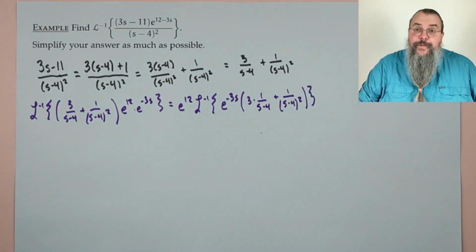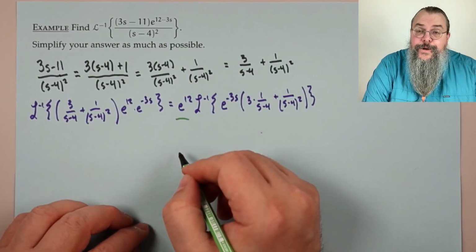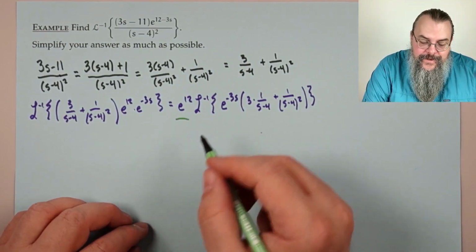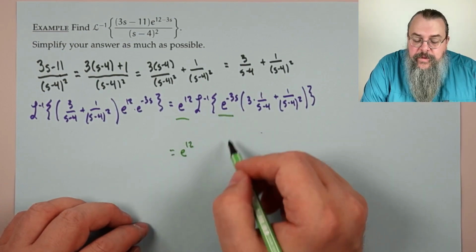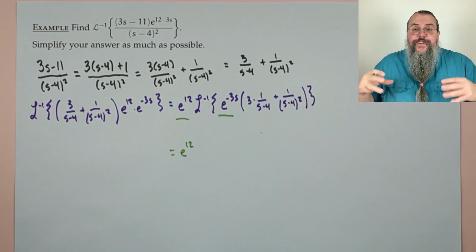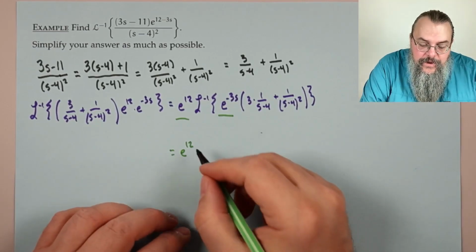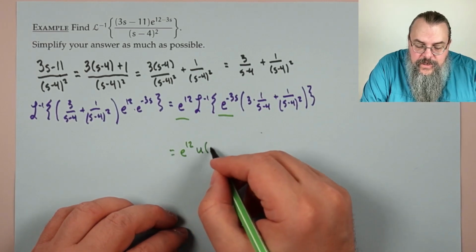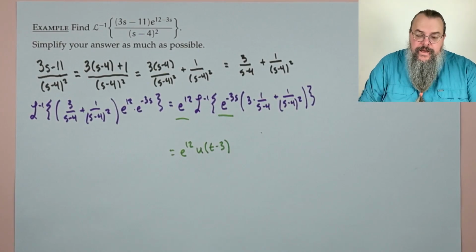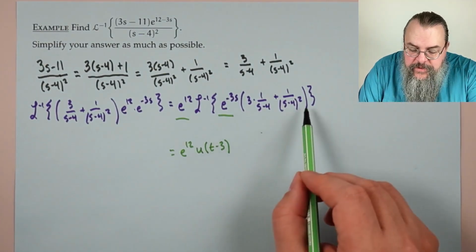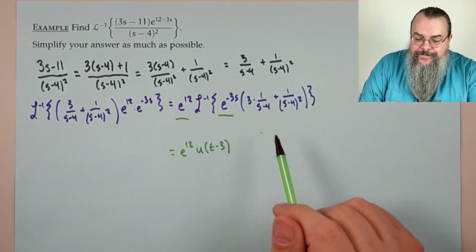Now, piece by piece, what's going to happen? Well, with this e to the 12, we're going to get e to the 12. It's a constant, so that's great. This e to the minus 3s tells us we're going to have a shift. There's this on-off u of t minus a, so we're going to have a u of t minus 3.